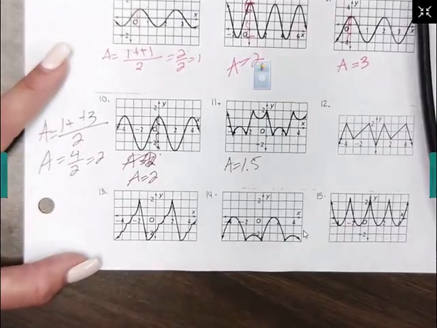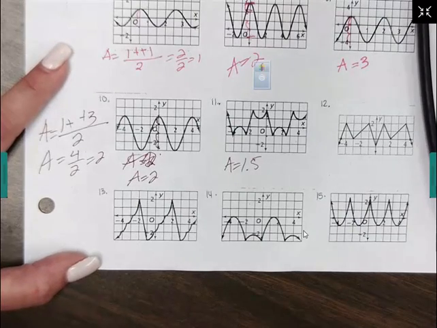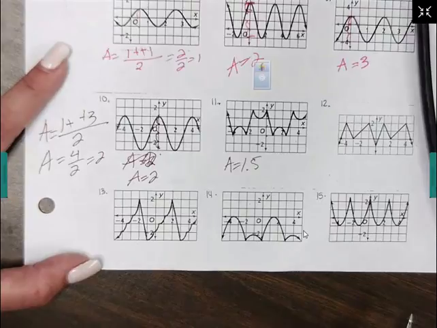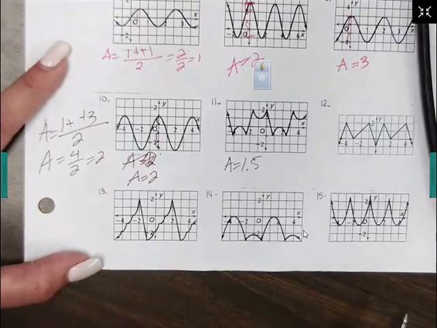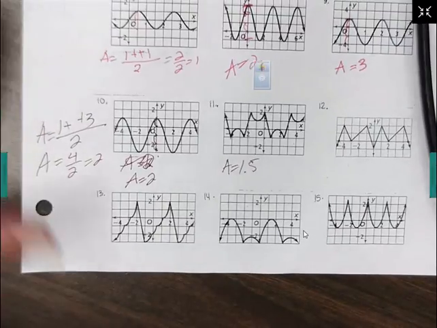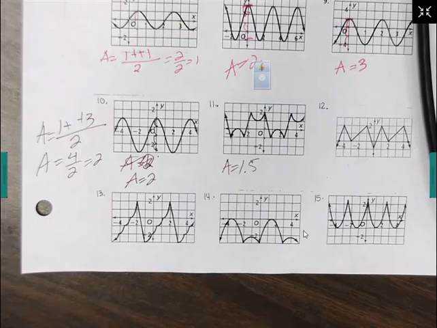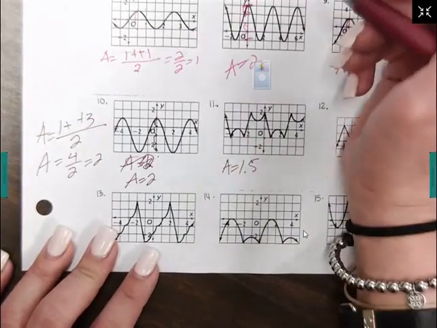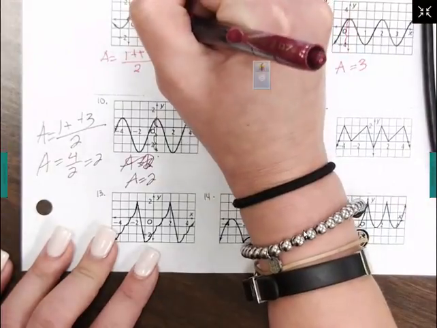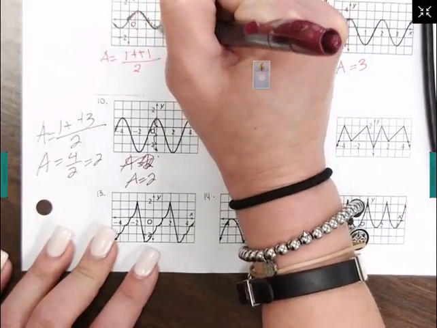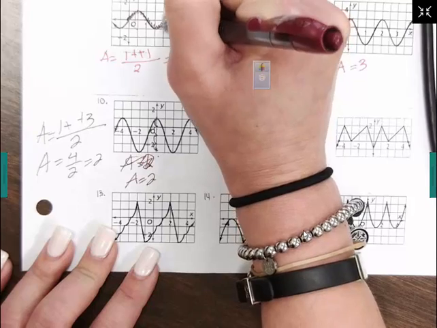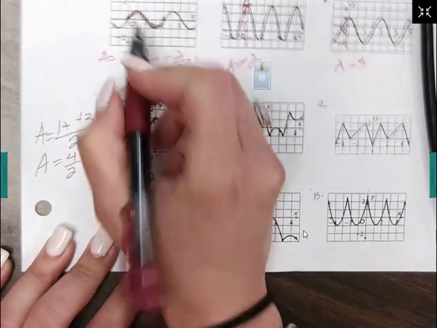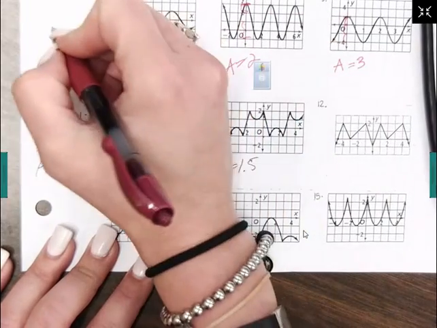Okay, now we also need to talk about the period. It also asks us to find the period of each periodic function. The period is the time, the distance that it takes to finish one complete cycle. So if we started here, we would go around until we have completed one full cycle. And that distance would be what? What is our period on number 7?